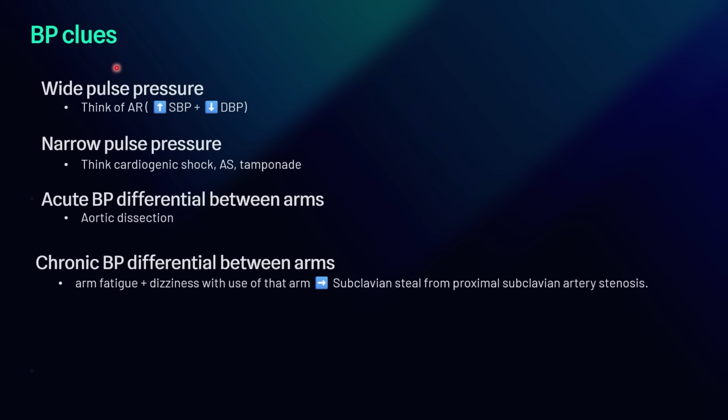Blood pressure clues, wide pulse pressure. Remember, think of aortic regurgitation where there is increase in systolic and decrease in diastolic blood pressure. Narrow pulse pressure, think of aortic stenosis, also tamponade and cardiogenic shock. Acute blood pressure differential between arms, think of aortic dissection.